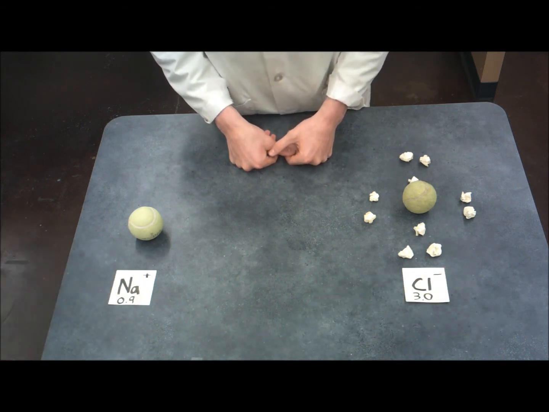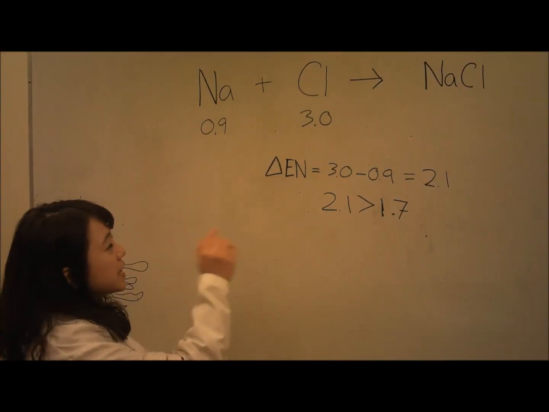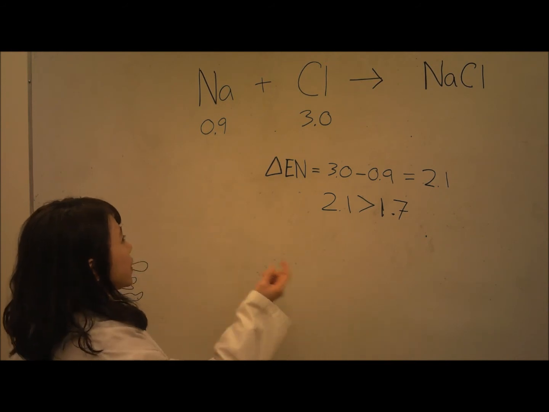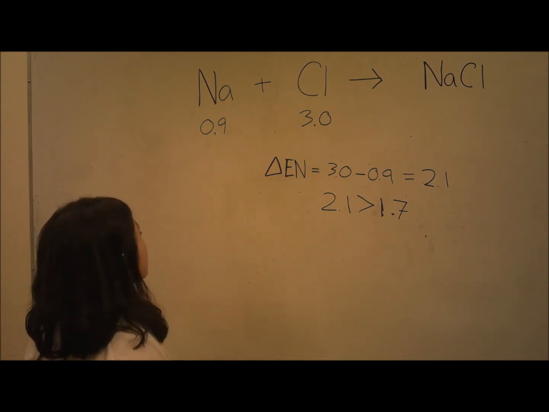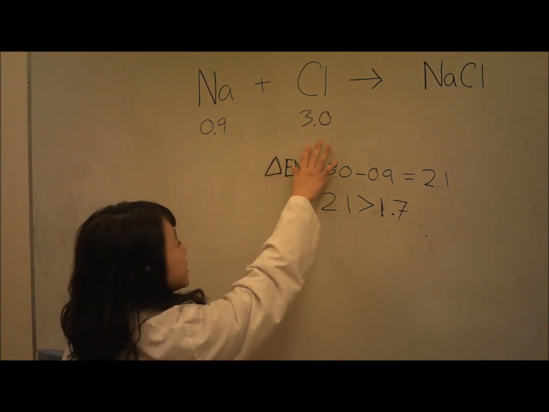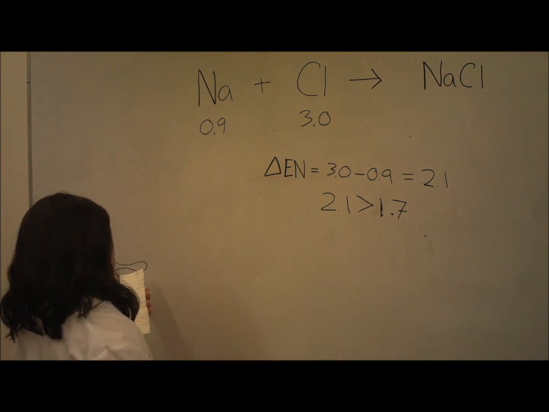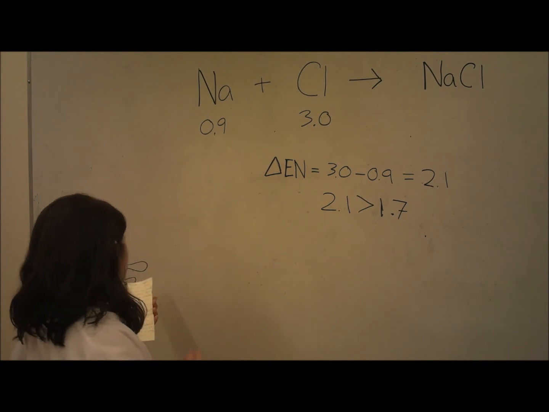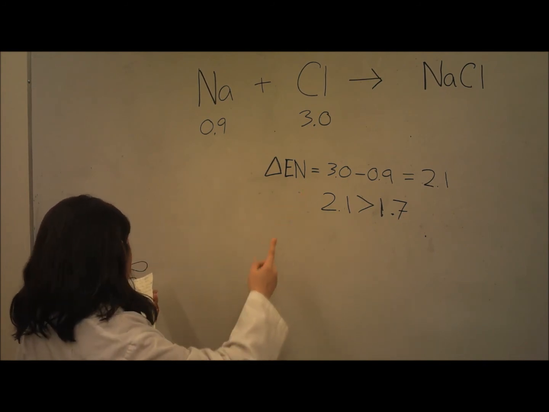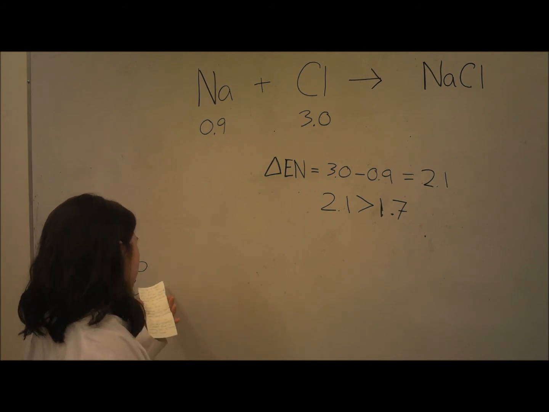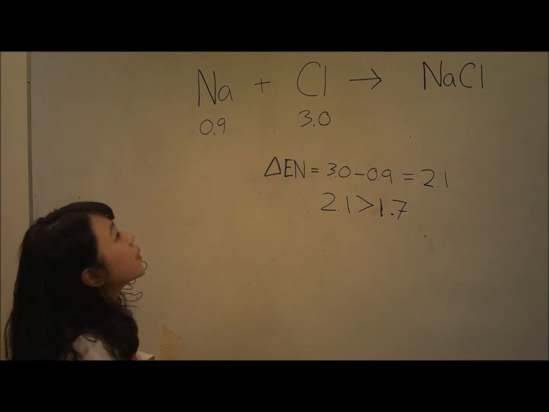Now let's see an example on the board. In the example you saw the transfer of electrons from sodium to chlorine. This equation shows the difference in electronegativity between sodium and chlorine. As you can see, the difference is greater than 1.7, making this a strong ionic bond. We hope you enjoyed our presentation on ionic bonding.